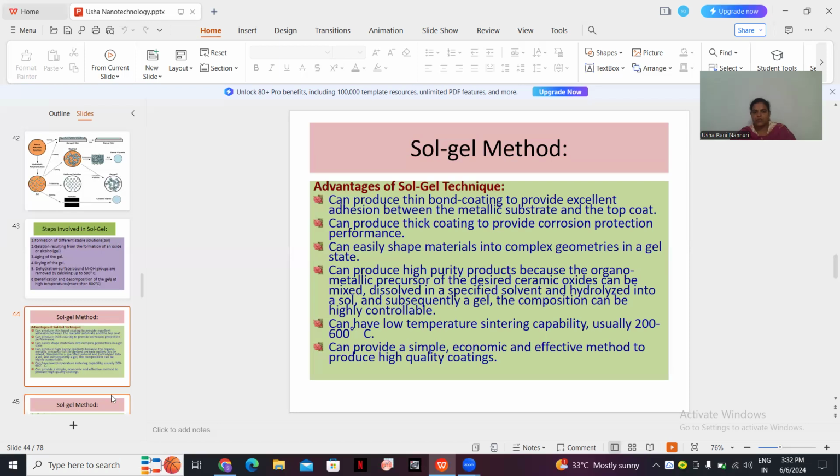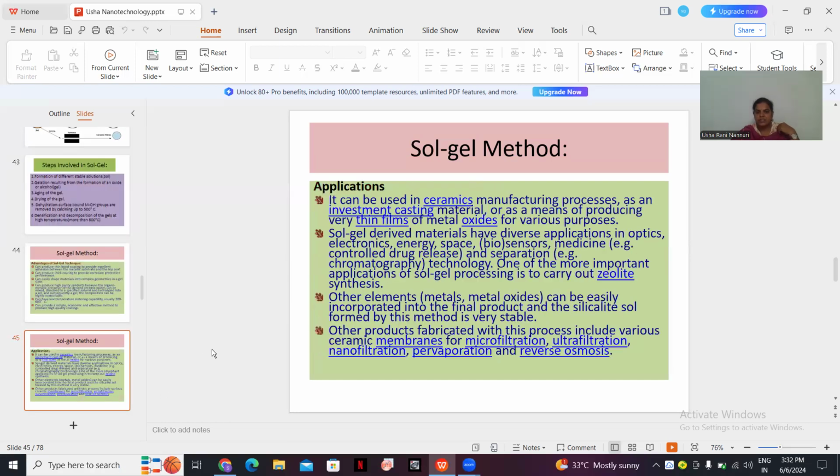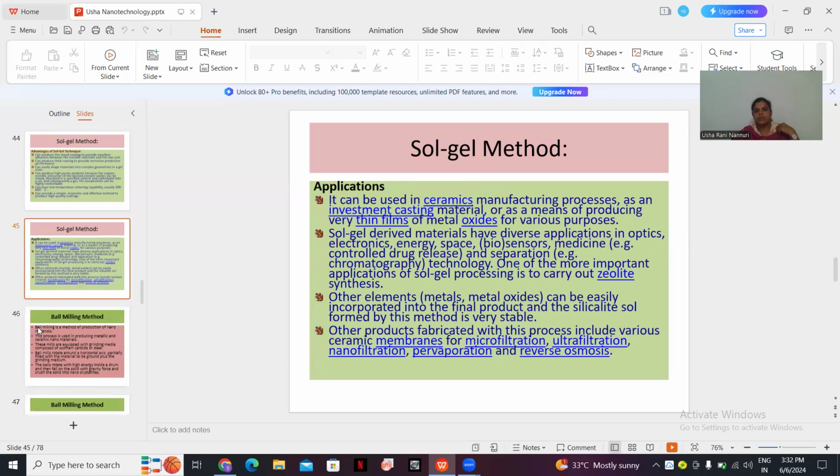organometallic precursor of the desired ceramic oxides can be mixed, dissolved in a specified solvent and hydrolyzed into a sol, and subsequently a gel. The composition can be highly controllable, and it has low temperature sintering capability, usually 200 to 600 degrees centigrade. It provides a simple, economic, and effective method to produce high quality coatings. These are the advantages of the sol-gel method.